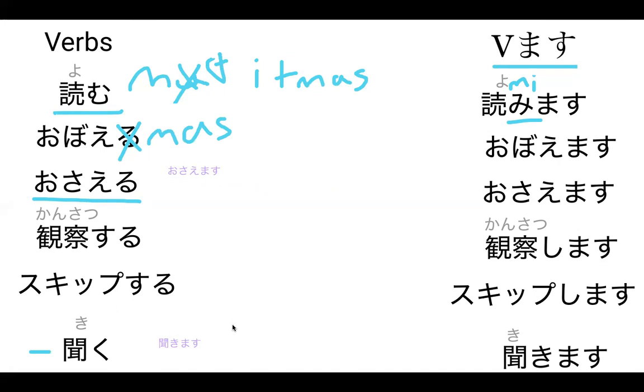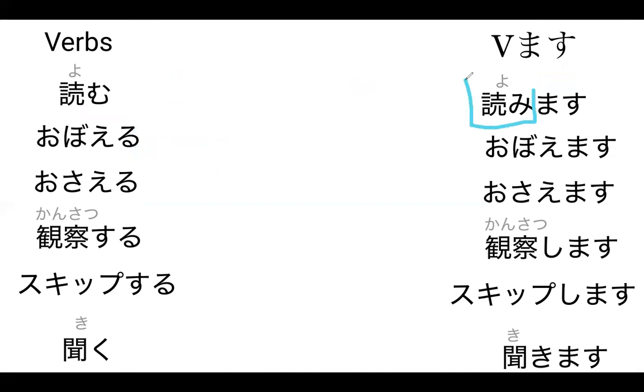Masu form is a little bit more polite than this form. And the reason why I'm teaching masu form is that it's good to know so you know what a stem of a verb is. A stem of the verb is this part, when you drop masu. So yomi would be the stem form of yomu. What is the stem form of oboiru? It would be oboi. Yes. What is the stem form of kikimasu? It would be kiki. Yes. So that's how that works.